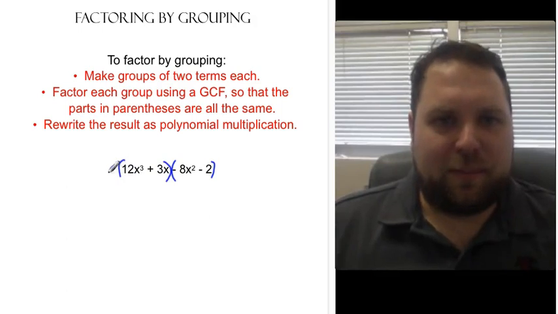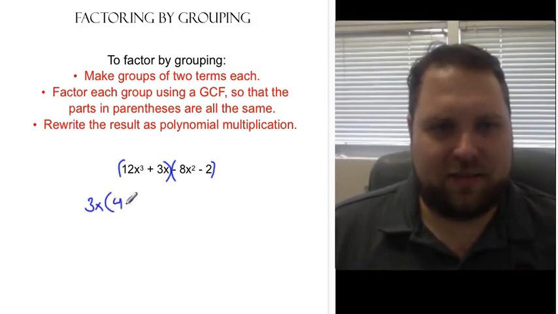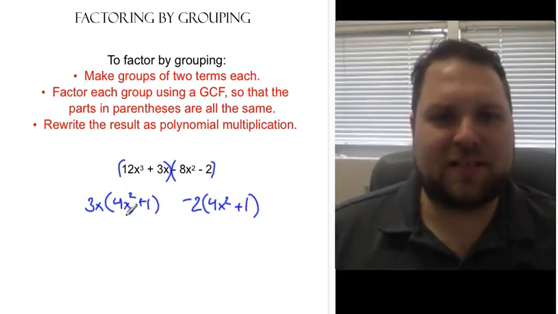So we group them up. We factor each group using a greatest common factor. So in this case, the first group looks like 3x times 4x squared plus 1. And my second group looks like negative 2 times 4x squared plus 1. And when I do that, I find that the parts that are in parentheses are exactly the same.